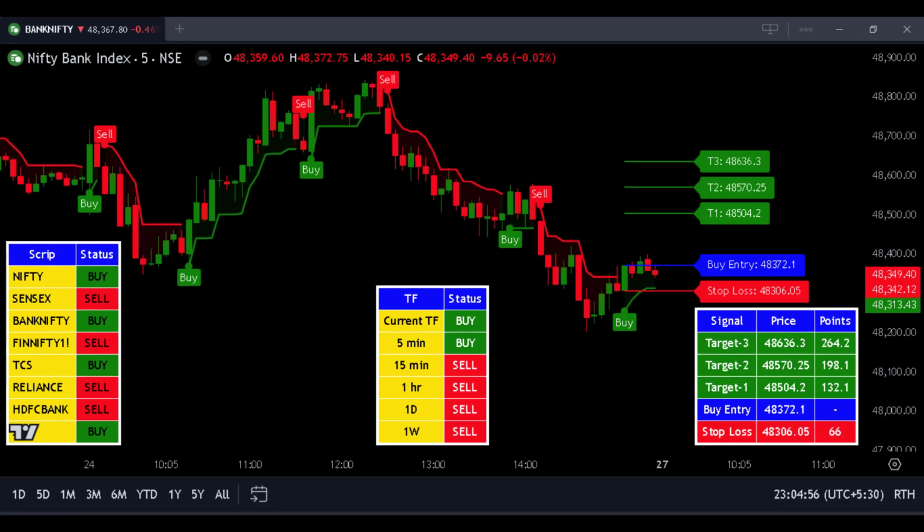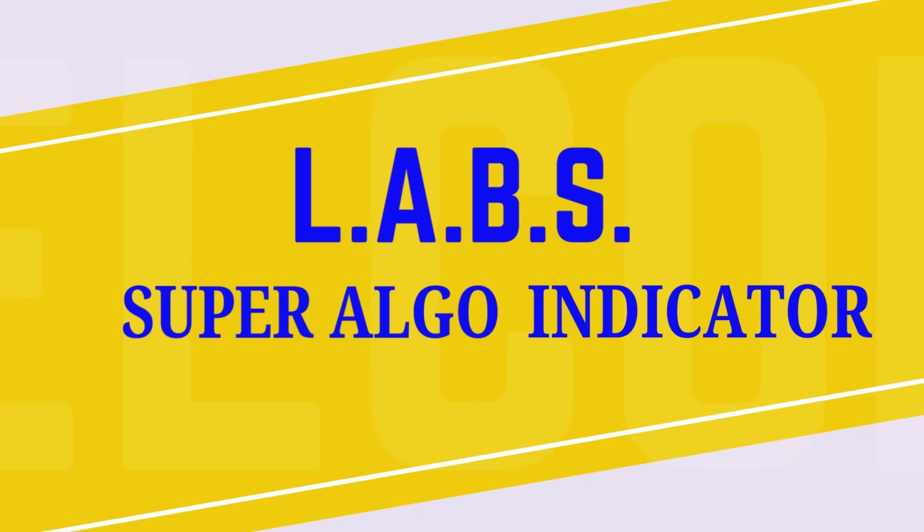In this video, we'll discuss a trading indicator that fulfills all these requirements for any trade. Let's dive into it and learn about this indicator called Labs Super Algo Indicator. This is an excellent tool designed to enhance your trading strategies and decision-making process. It's a powerful indicator that generates real-time trading signals, giving you essential entry and exit points for trades. Let's explore this indicator in detail.